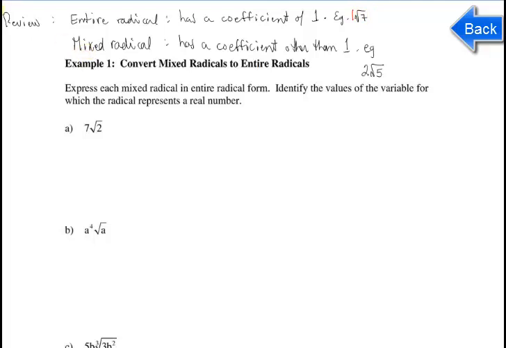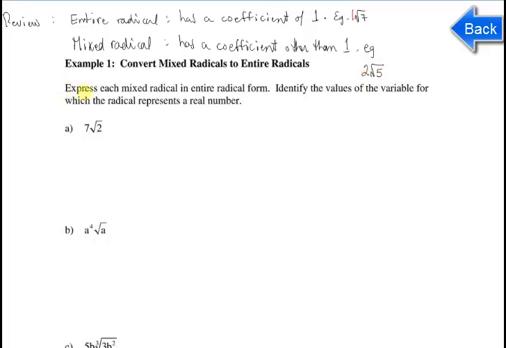A mixed radical, on the other hand, has a coefficient which is other than 1. So an example would be 2 root 5. Okay, so you have a number in front of your radical sign, and this number would not be within the radical sign. So you have two parts, a number not inside a radical sign and a number inside the radical sign. So you have the radical and the non-radical.